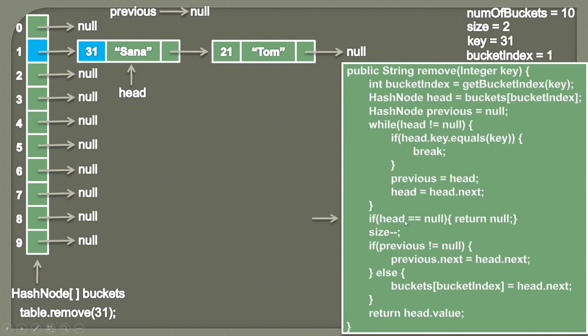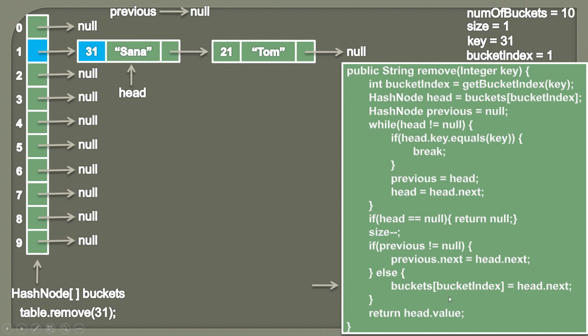We break, and then we check whether head is equal to null or not. Head is not equal to null, it is pointing to the key which we want to remove. And before removing the key, we decrease the size by 1. So size becomes 1. And now here you can see previous is pointing to null, so the else part will be executed.